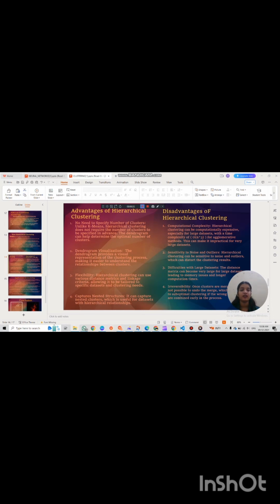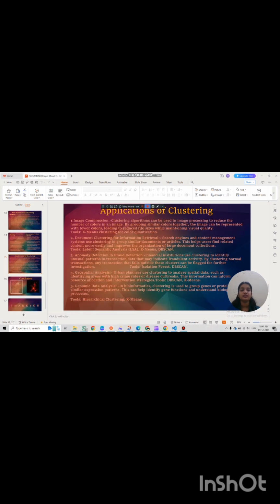Disadvantages of hierarchical clustering are as follows. Number 1. Computational complexity. Hierarchical clustering can be computationally expensive, especially for large datasets. Number 2. Sensitivity to noise and outliers. Hierarchical clustering can be sensitive to noise and outliers, which can distort the cluster results. Number 3. Difficulties with large datasets. The distance matrix can become very large for large datasets, leading to memory issues and longer computation times. Number 4. Irreversibility. Once clusters are merged, it is not possible to undo the merge, which can lead to suboptimal clustering if the wrong clusters are combined early in the process.